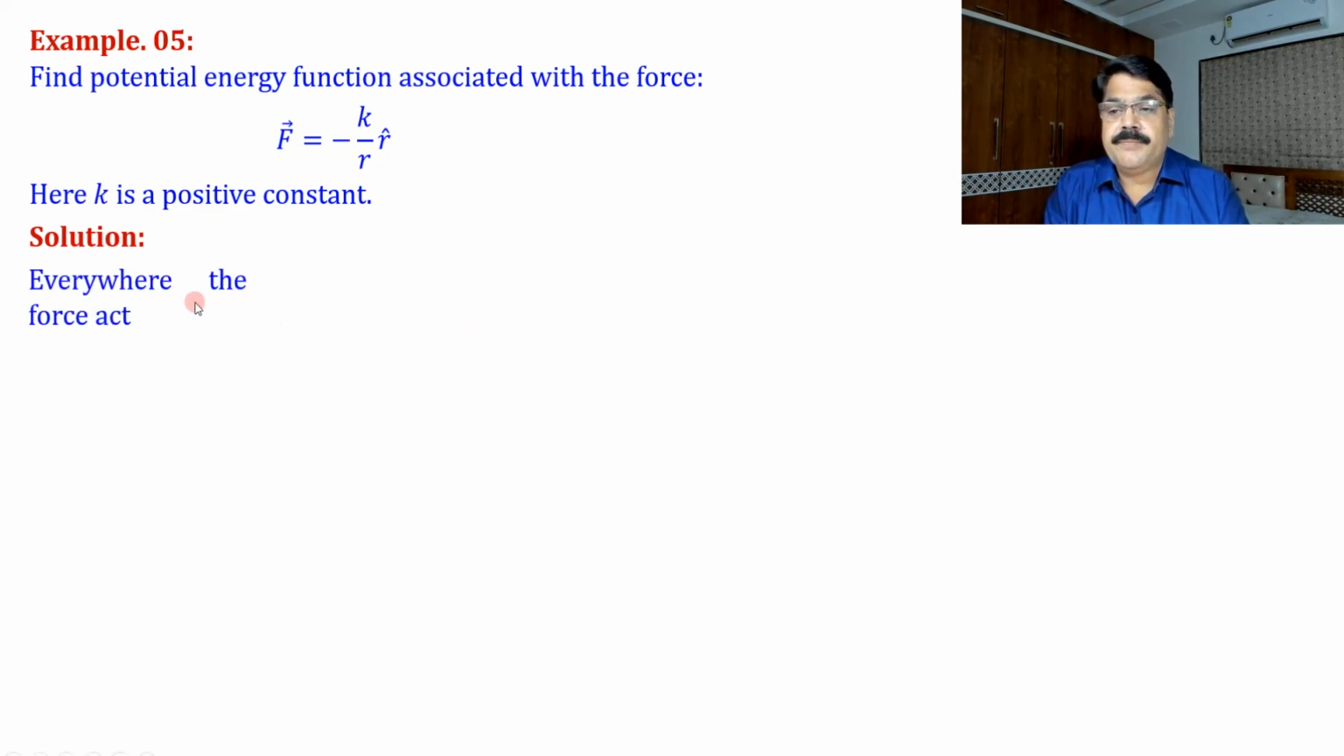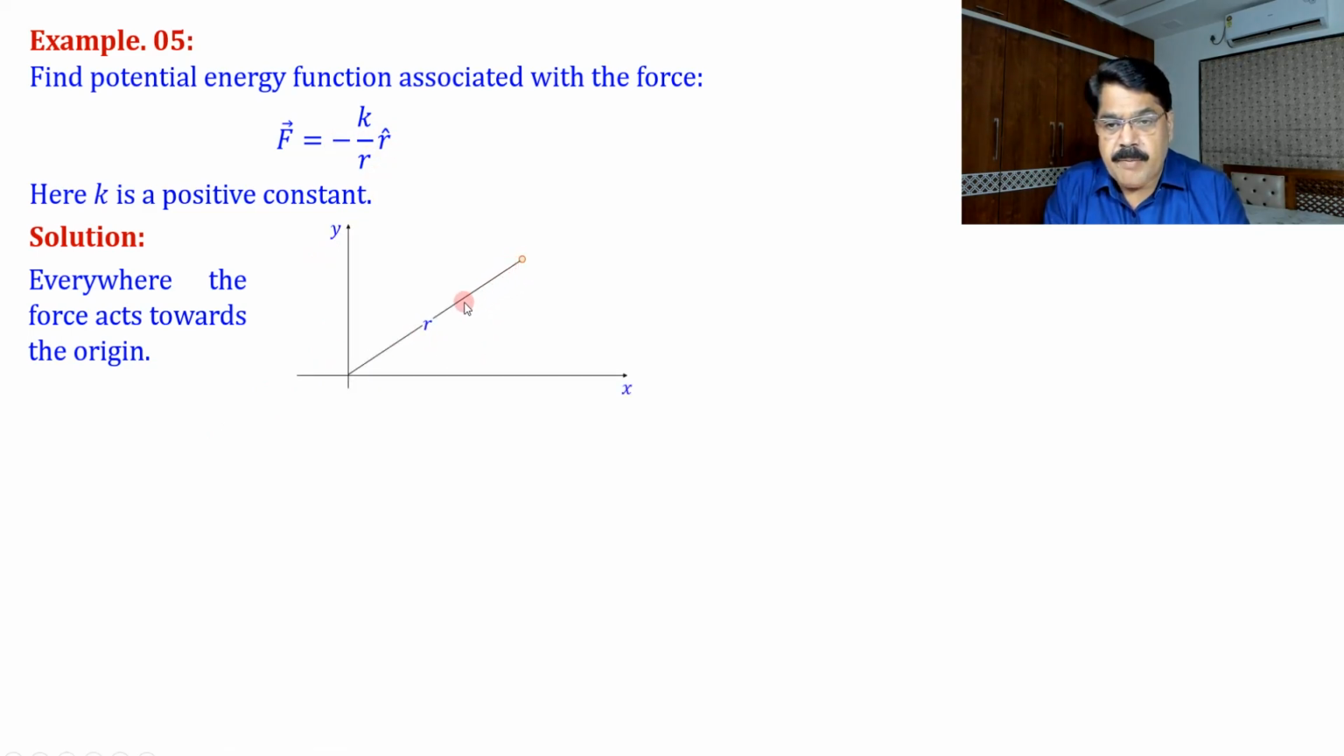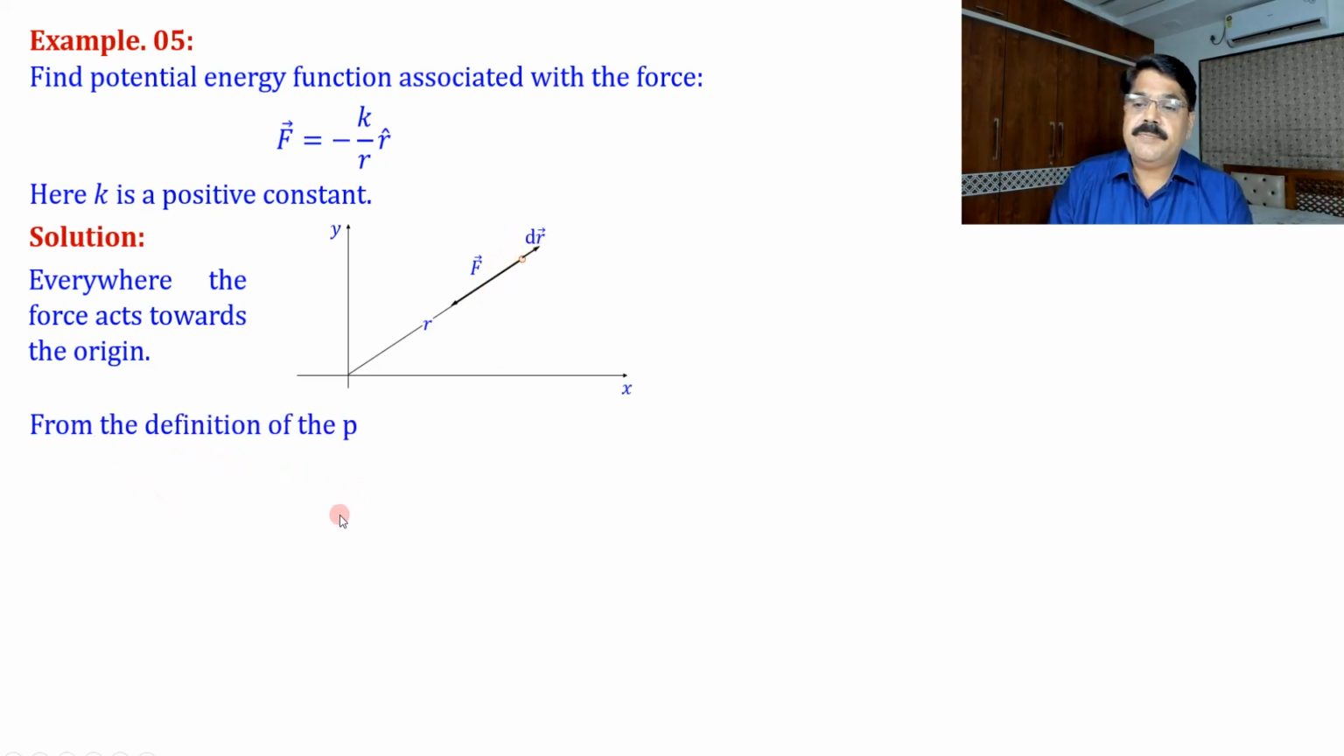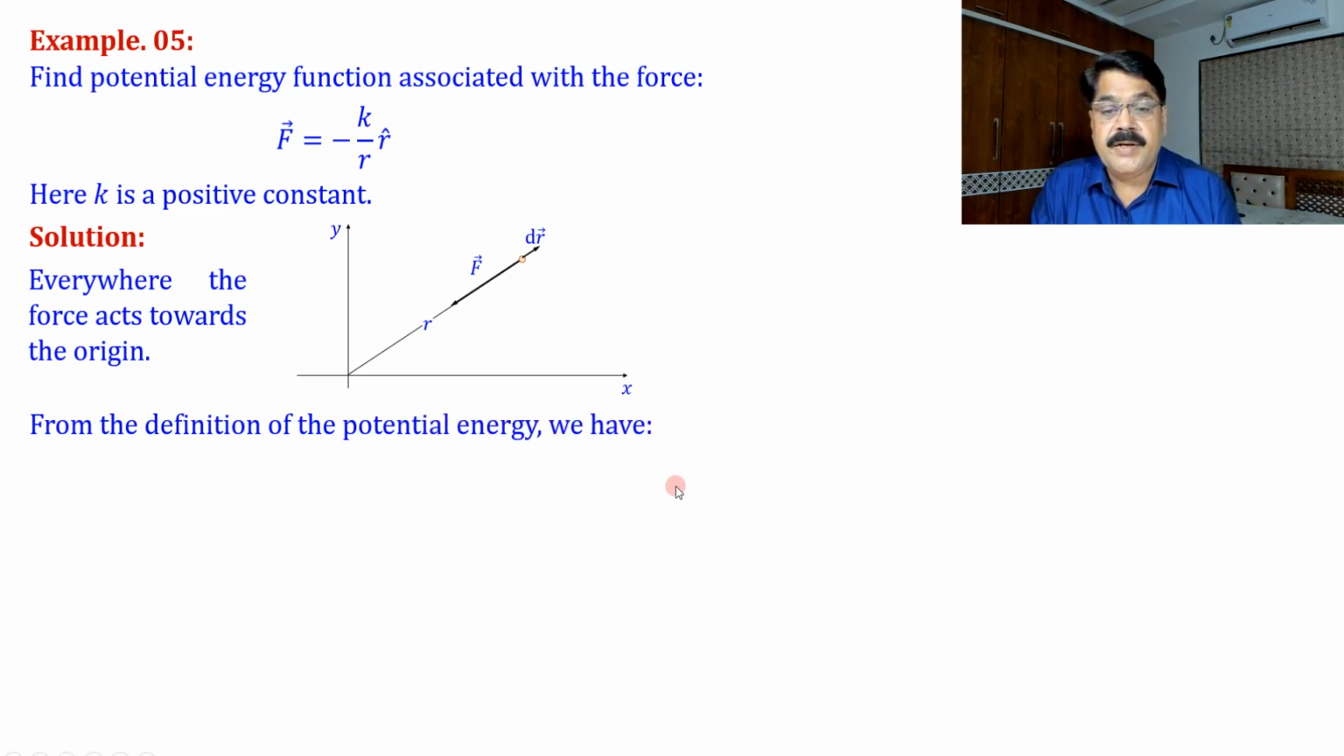So everywhere the force acts towards the origin. Let us think about the force. Because we have a minus sign, it means the force is towards the origin this way. If we place a particle here, the force direction will be in this direction. So F will be here, this F vector, because of this minus sign. We assume a dr here. So dU will be what? From the definition of potential energy increment, we have dU equal to minus F internal conservative dot dr.